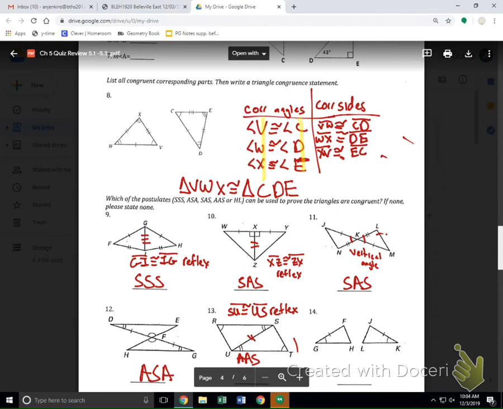And then the last one here. We have a congruent angle. We have a congruent side. Do we know anything else? Nope. So this answer is no. Or none, I think is what the actual directions tell you to say.